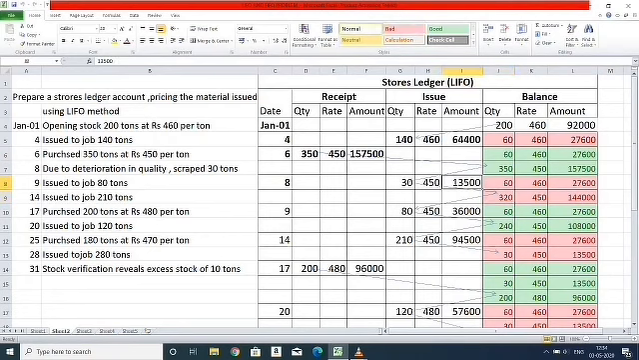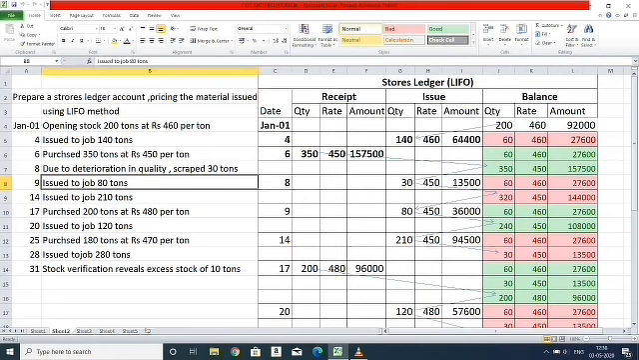Then our closing stock comes to 60 into 460, 27,600, and then 350. From 350 we issued 30 at its rate 450, then 350 minus 30 comes to 320. Our closing stock comprises of 60 plus 320 tons. Then 60 into 460, amount 27,600, then 320 at rate 450, then amount comes to 1,44,000. So our closing stock comprises of 27,600 plus 1,44,000.